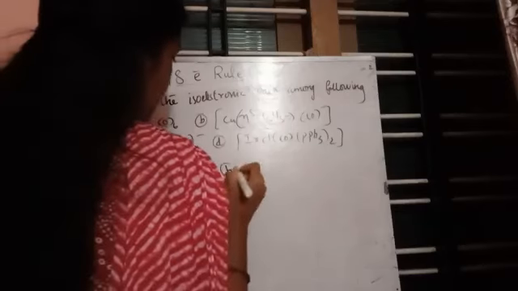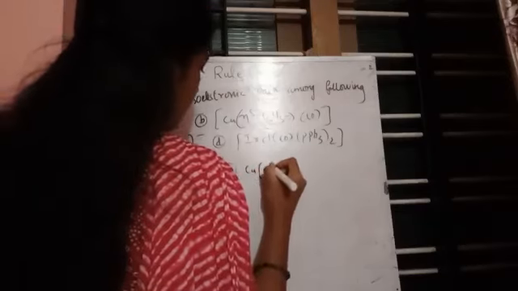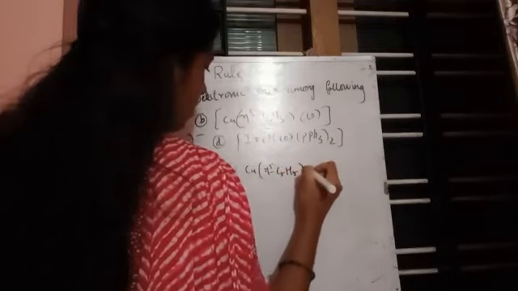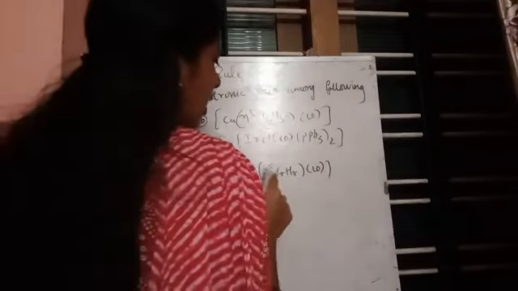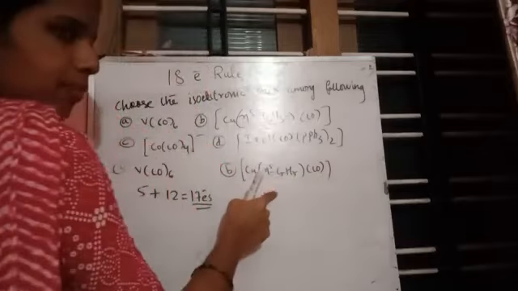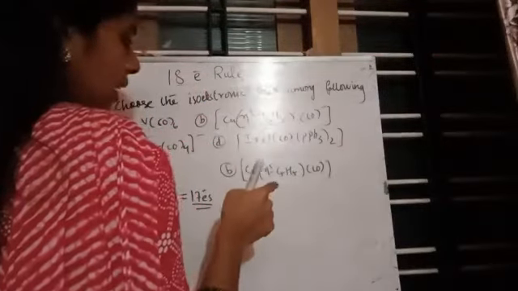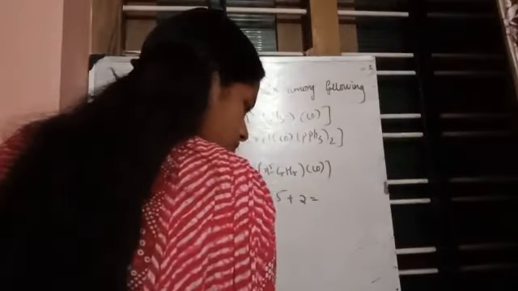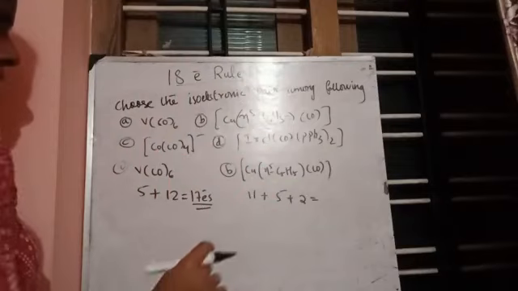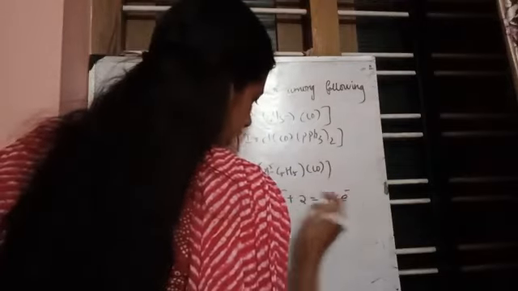The second complex given is Cu(η5-C5H5)(CO). Copper has 11 electrons, right? 3d9 4s2, so 11 electrons. And C5H5 is the pentahapto ligand, right? So the pentahapto ligand contributes 5 electrons. So plus 5, plus from 1 CO is 2 electrons. So the total number of electrons here is 11 plus 7, that is 18 electrons.